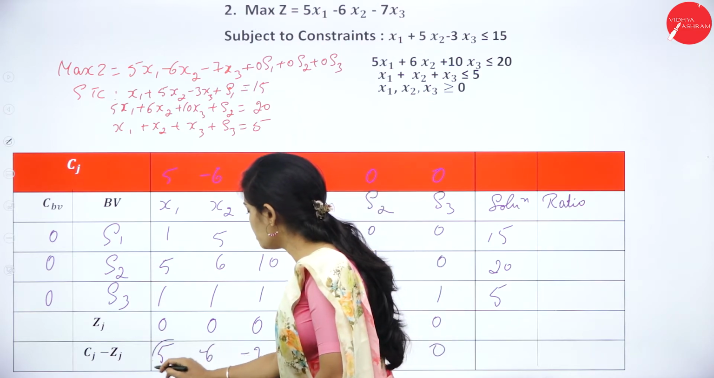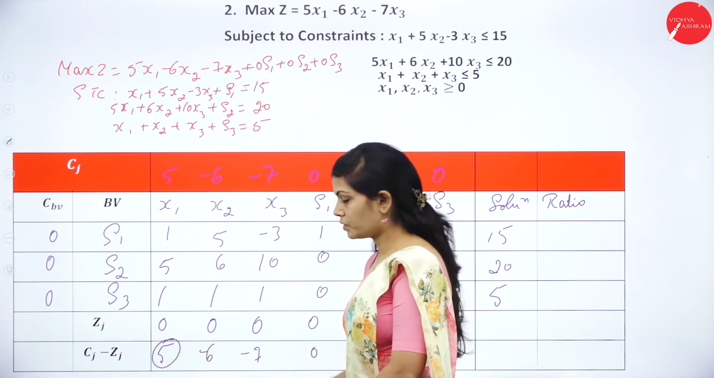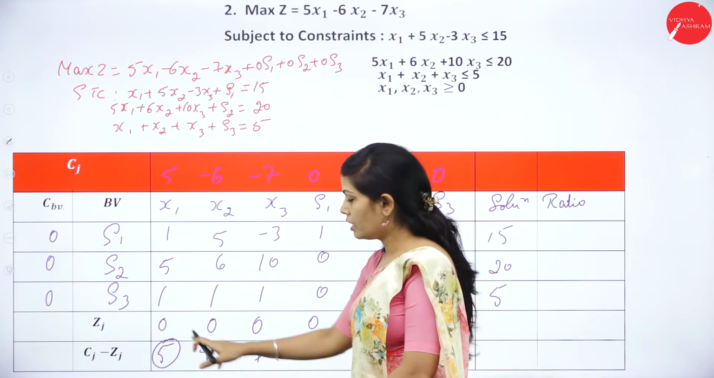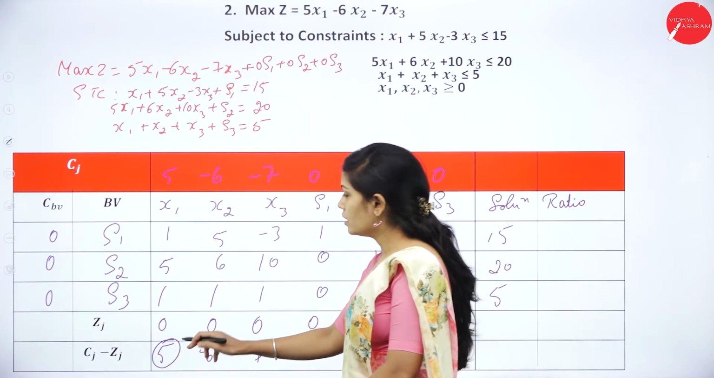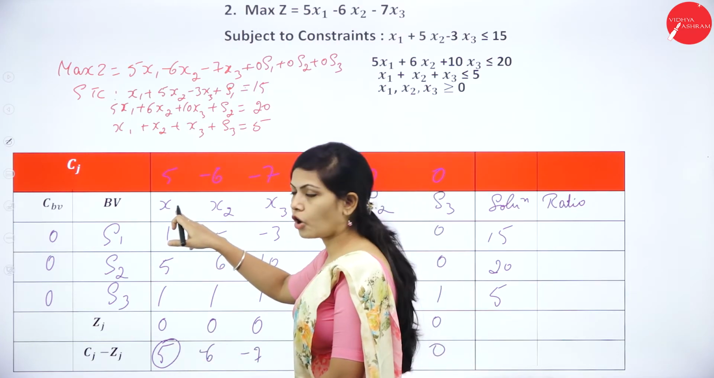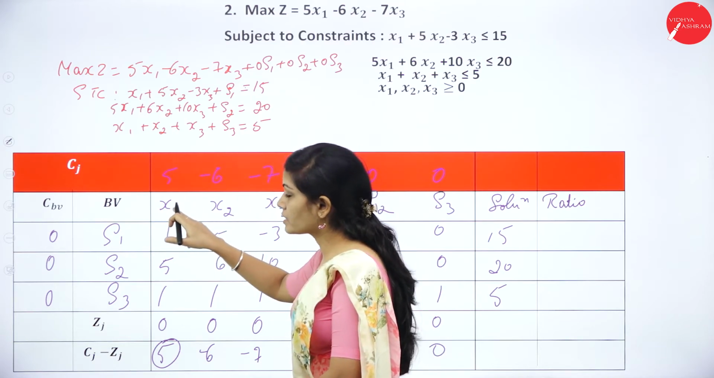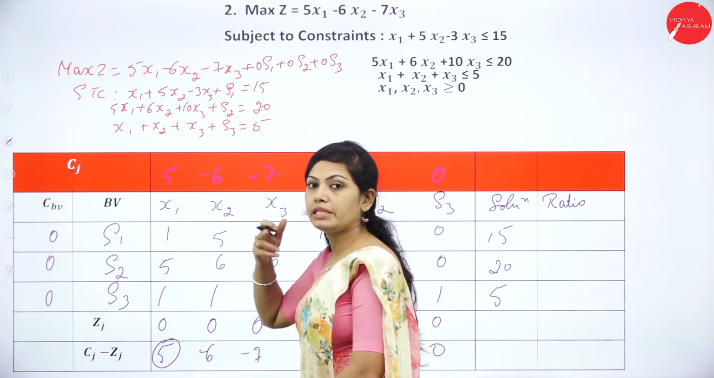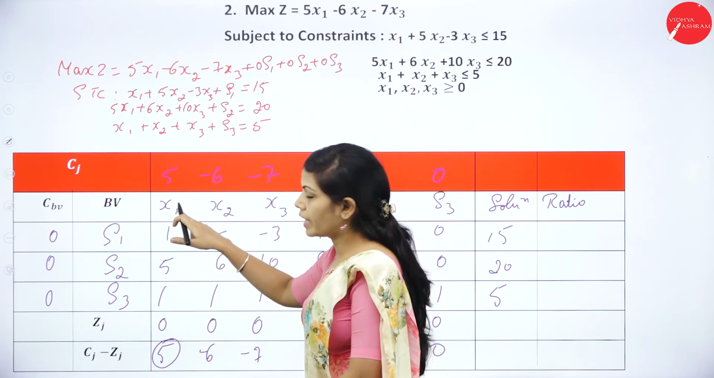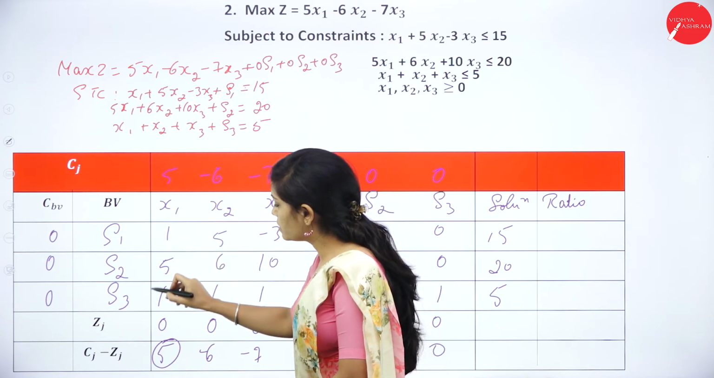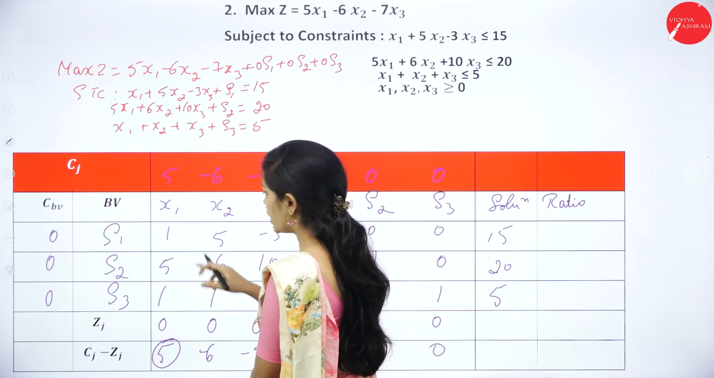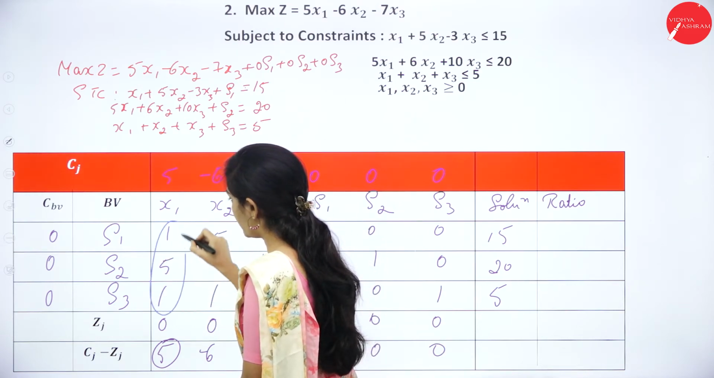The maximum positive value is 5. We have 2 negative values. So the maximum positive value is 5, and this comes under the column x1. So x1 is the entering variable in the next iteration. X1 is the entering variable. So this is your key column. The key column is X1.